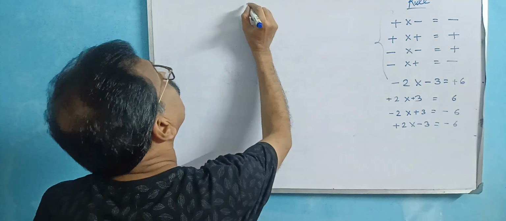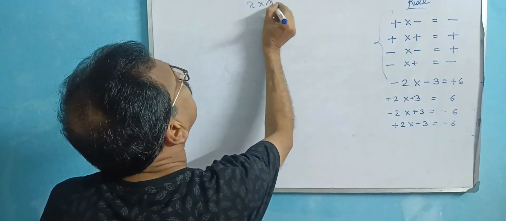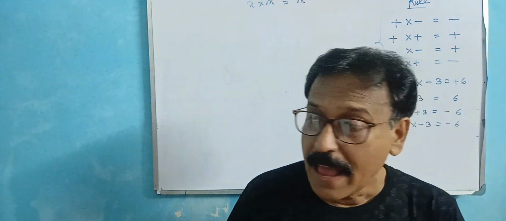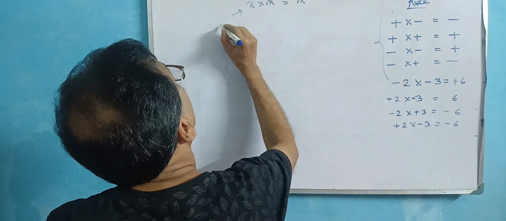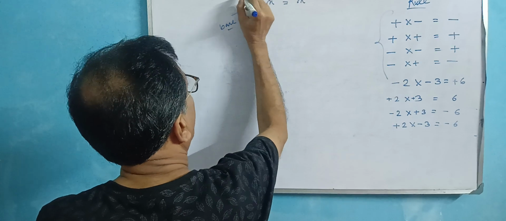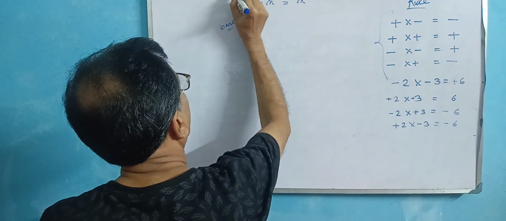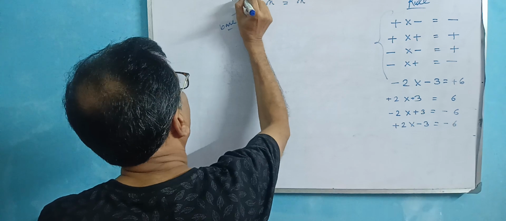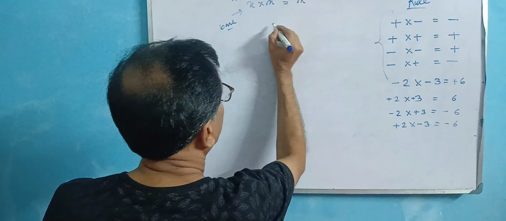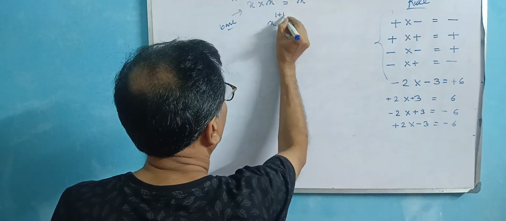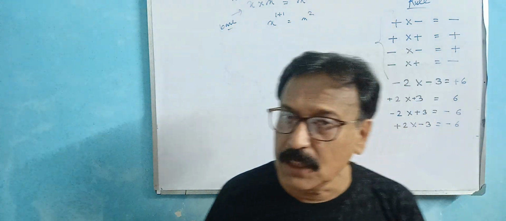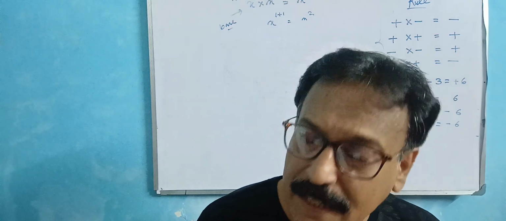Suppose x into x is x square. In which way does it come? This is called the base, and x is x to the power 1. This is called the index or power. When the bases are the same, the powers will be added. That means 1 plus 1, so x to the power 2. In this way multiplication operates in algebra.